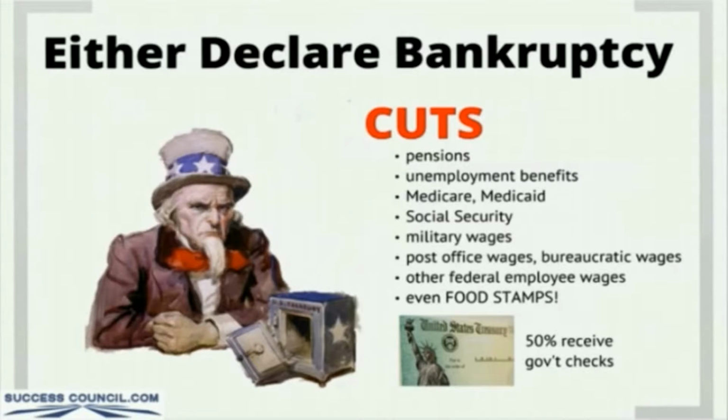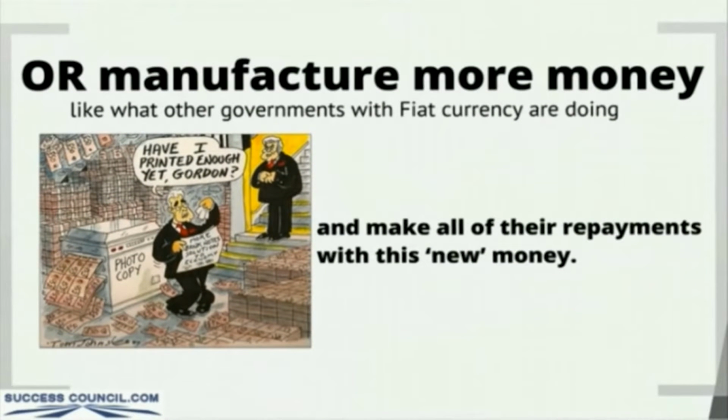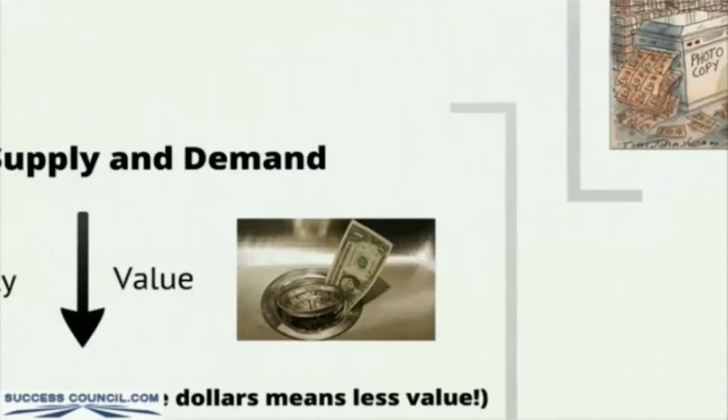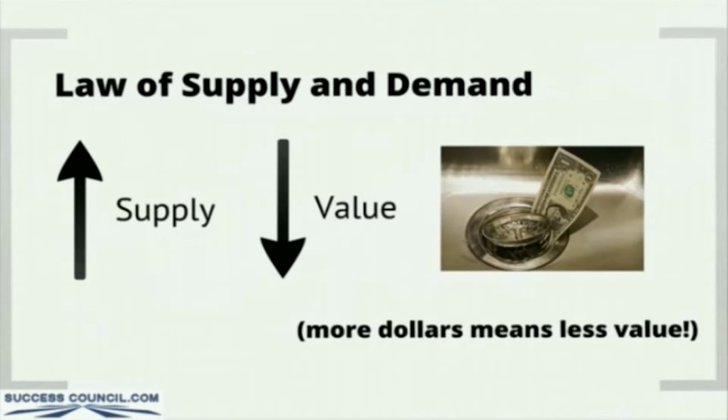That's a pretty scary thought for a politician, considering in America today more than 50% of people receive a government check for one thing or another. Or the second choice is to do what all governments with a fiat currency at their disposal have done when they are faced with this dilemma. They can simply turn on the printing presses, manufacture trillions more in dollars, and make all of their repayments with this new money. The problem is the law of supply and demand means that the greater the supply of something, the less it's worth. Remember that. It's a law just as real as gravity.